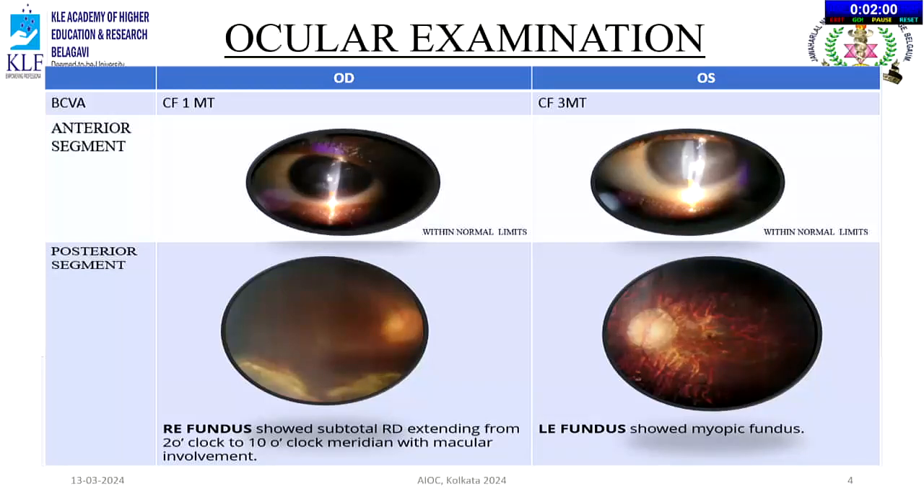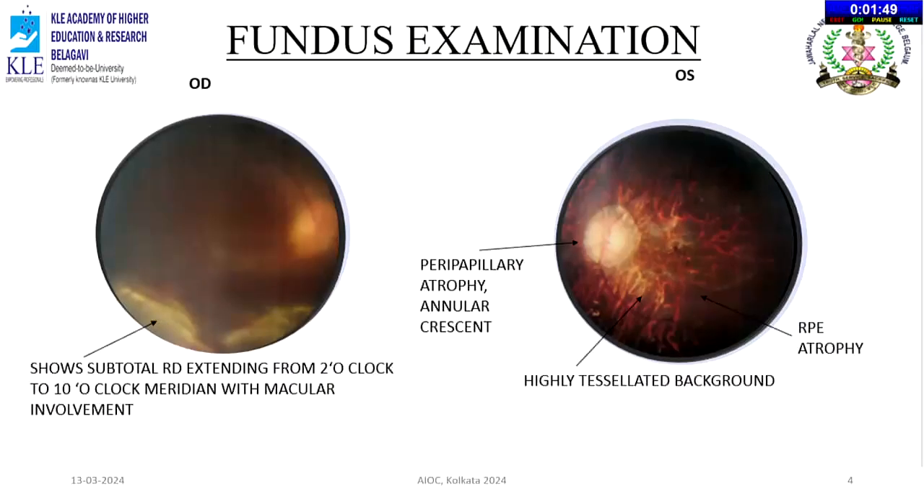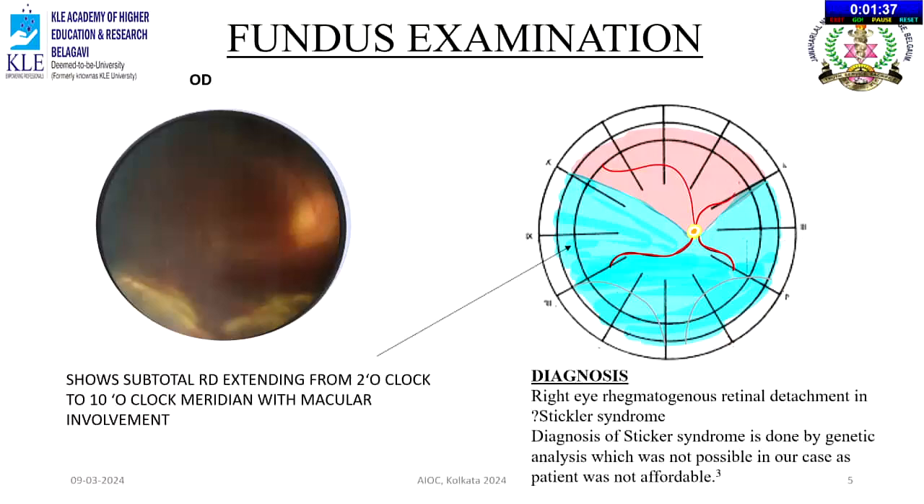On ocular examination, best corrected visual acuity in the right eye was CF 1 meter, and in the left eye was CF 3 meters. Anterior segment was within normal limits in both eyes. Posterior segment showed right eye subtotal retinal detachment extending from 2 o'clock to 10 o'clock meridian with macular involvement, and the left eye showed myopic fundus with peripapillary atrophy, annular crescent, highly tessellated background, and RPE atrophy. Diagnosis of right eye rhegmatogenous retinal detachment in a case of Stickler syndrome was made.